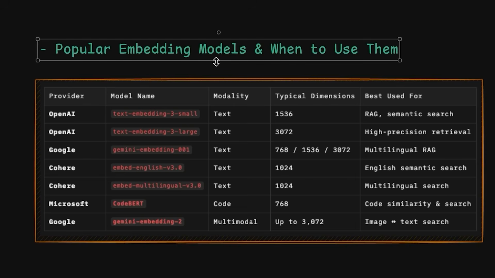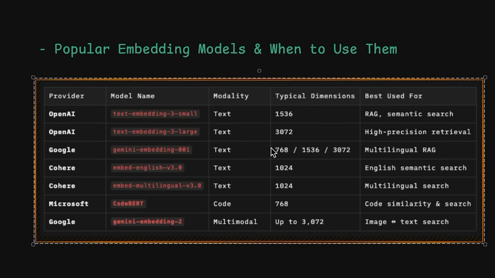Okay, so now here are a few popular embedding models that you should be aware of if you're building semantic search and RAG pipelines using vector databases. You have the text embedding models from OpenAI, you have Gemini Embedding 1 from Google. Then you have other embedding models from Cohere, and you have CodeBERT from Microsoft, which is optimized for understanding code. And then recently Google released Gemini Embedding 2, which is a multimodal embedding model.